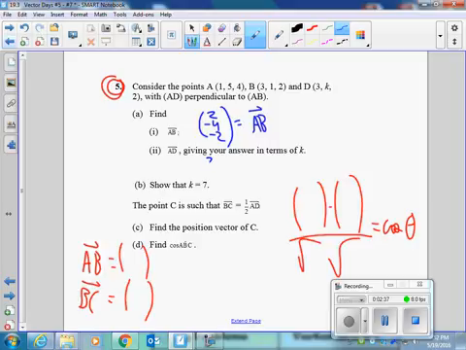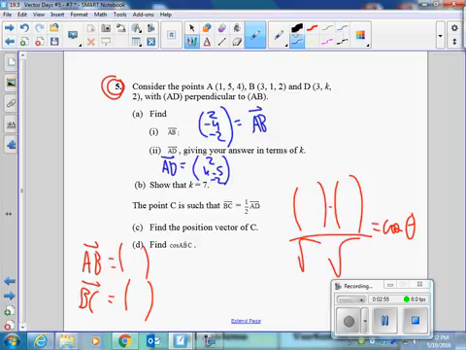Vector AD, so head minus tail. 3 minus 1, K minus 5, 2 minus 4, right? So this is going to be vector AD. Okay? Show that K equals 7.